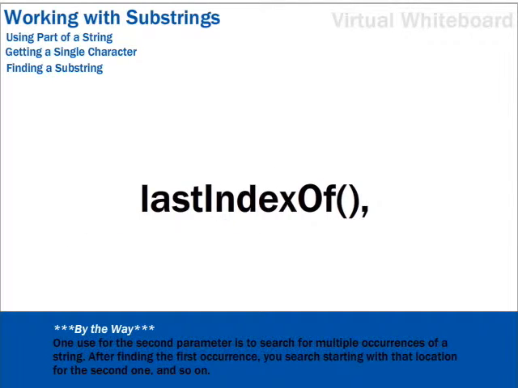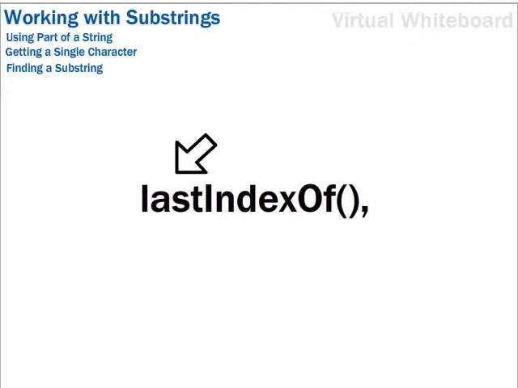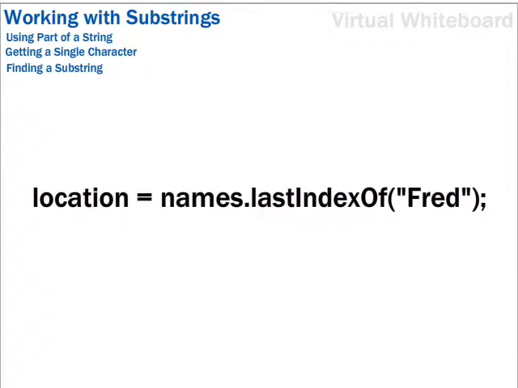A second method, lastIndexOf, works the same way but finds the last occurrence of the string. It searches the string backwards, starting with the last character. For example, this statement finds the last occurrence of Fred in the names string. As with indexOf, you can specify a location to search from as the second parameter. In this case, the string will be searched backwards, starting at that location.